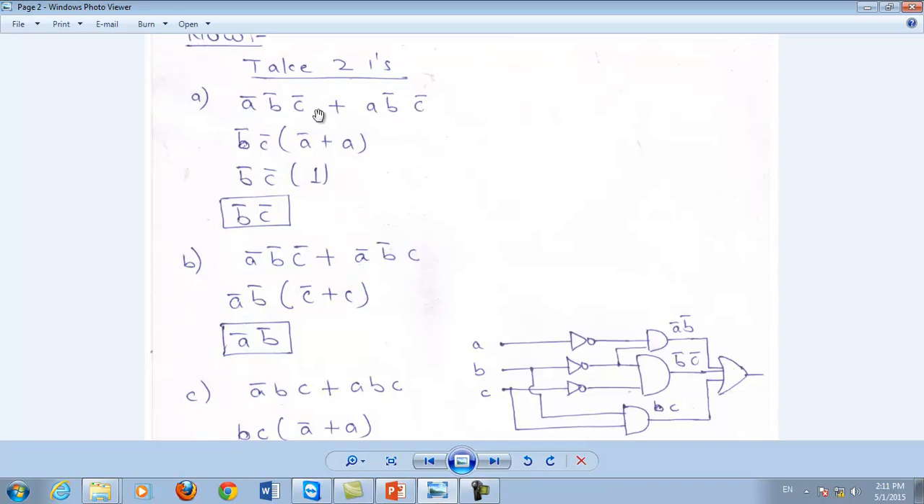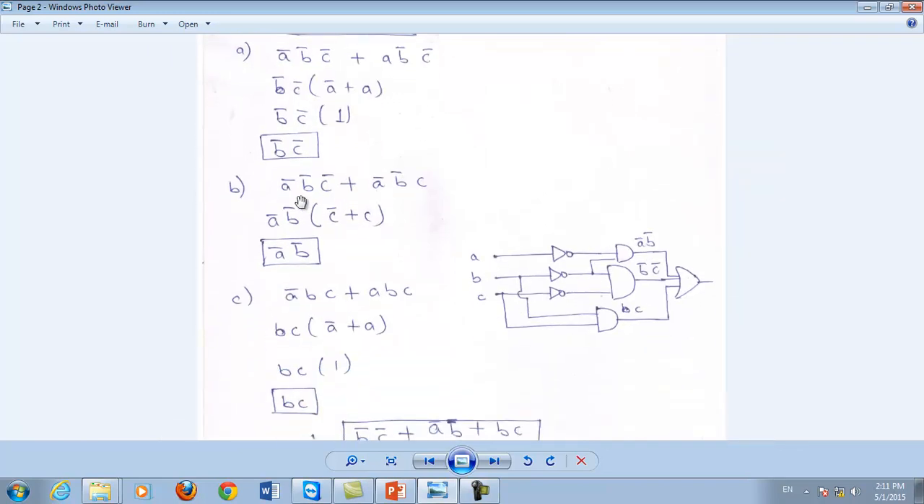Now, in this, B bar and C bar is common, the remaining portion is A bar plus A. And A bar plus A is equivalent to 1. It means the remaining portion is B bar, C bar. Similarly, A bar, B bar, C bar plus A bar, B bar, C. For this, you take the common value, that is A bar, B bar, and the remaining is C bar plus C, which is equivalent to 1, and after this simplification, the remaining value will be A bar, B bar.